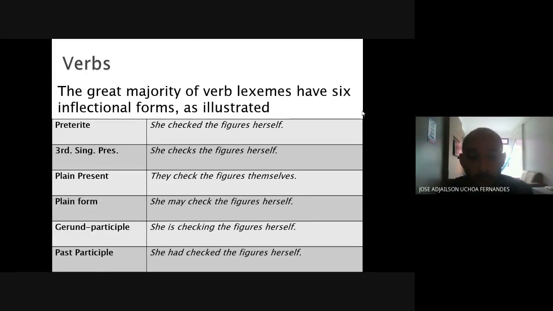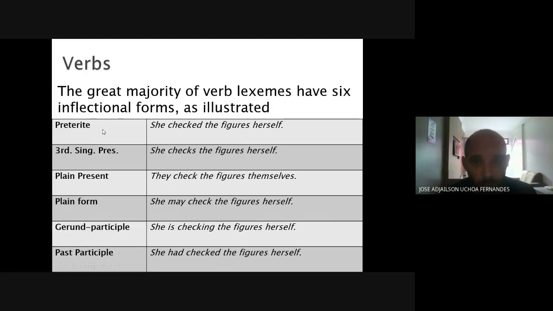Now, what are these forms? They are these 6 here. The preterite, the third person singular present, the plain present, the plain form, which basically textbooks call the infinitive without to, the gerund participle, they are grouped in the same group here, and the past participle. So we have 2 participles, gerund, ing, and past participle, ed.